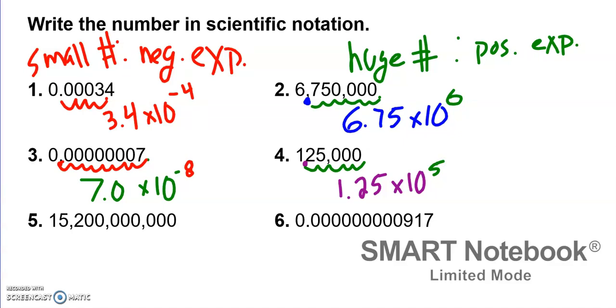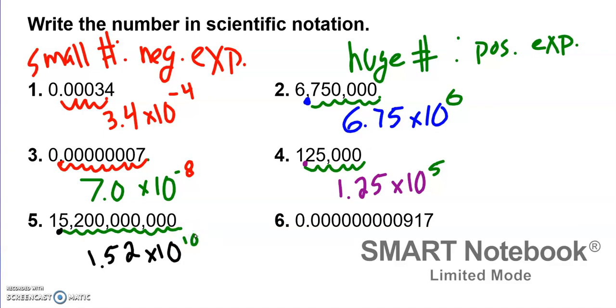All right, here we go. Number 5. Ooh, that's a big number. 15,200,000,000. My decimal is going to have to go between the 1 and the 5 because that's now the non-zero leading digit. And 1.52 is between 1 and 10, so it all works out. Times 10 to the, okay, I have a big number, so it's going to be a positive exponent. How many times did I have to move it? Well, I start here, I go 1, 2, 3, 4, 5, 6, 7, 8, 9, 10. Times 10 to the 10th.